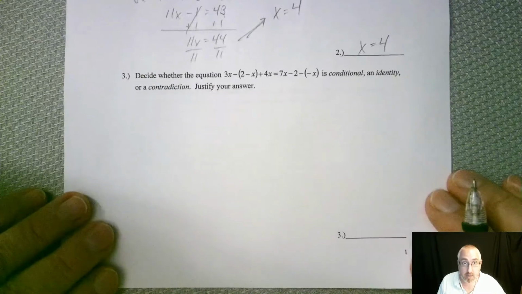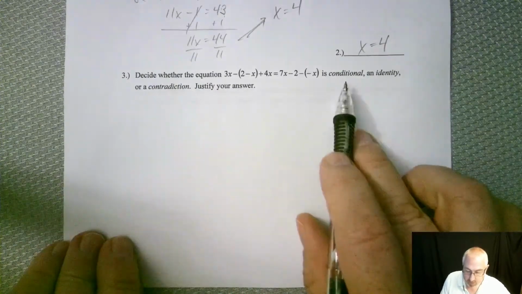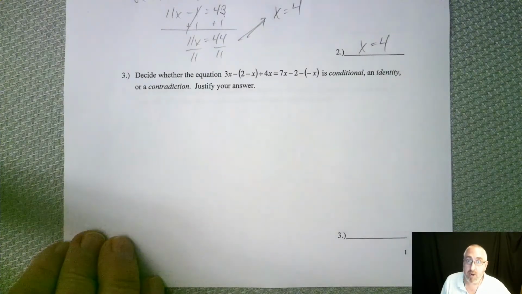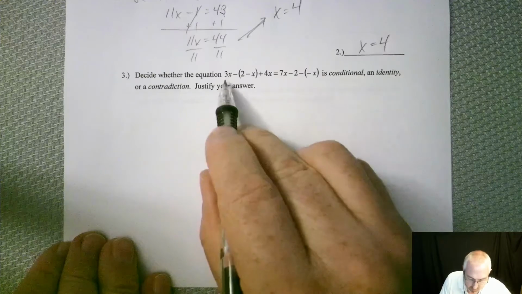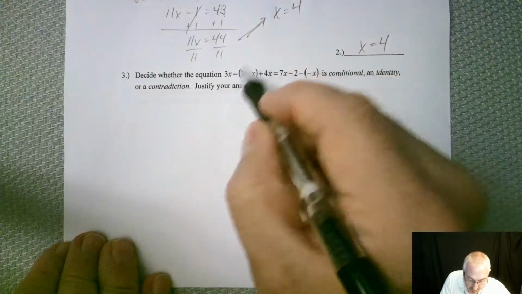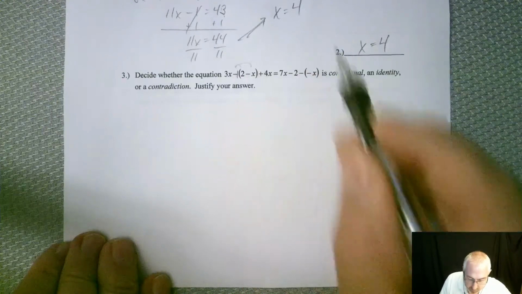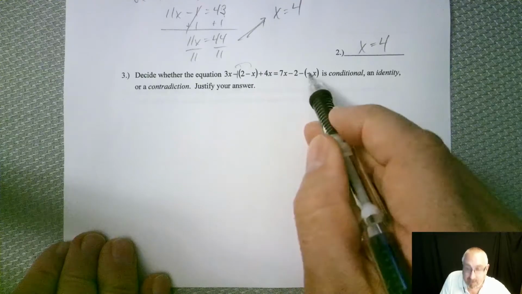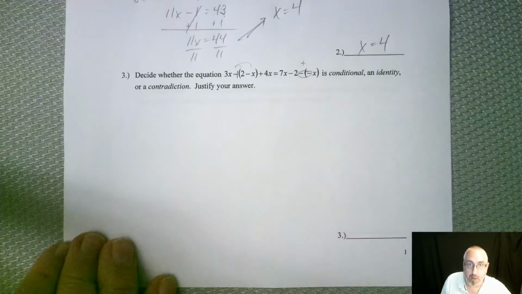Now, the last part for this first page is looking at whether or not you have a conditional, an identity, or a contradiction. And it all boils down to trying to solve it. So try to solve it and see what happens, and you will get some special situations that will occur. So in this one here, be careful because we do have a negative 1 that we're going to have to distribute in. And over here, same thing, but since there's nothing really fancy going on inside, we can just treat this as a double negative and make it into a plus.